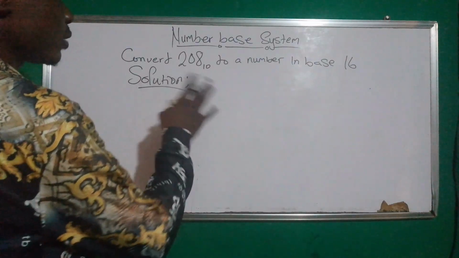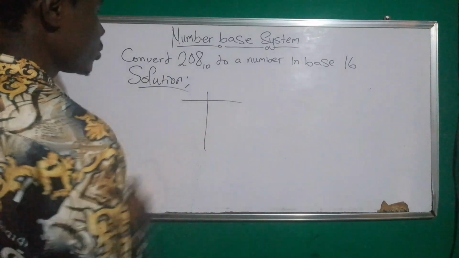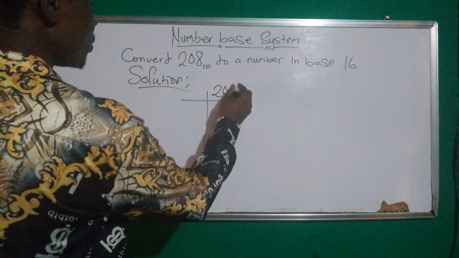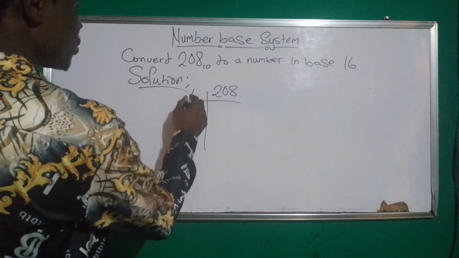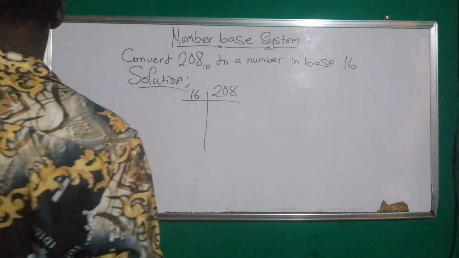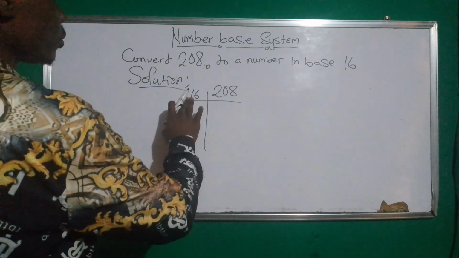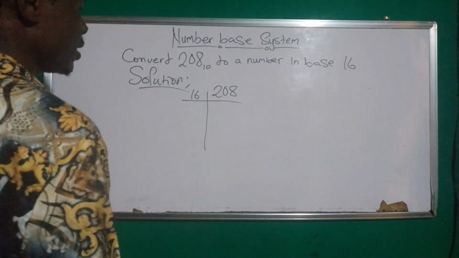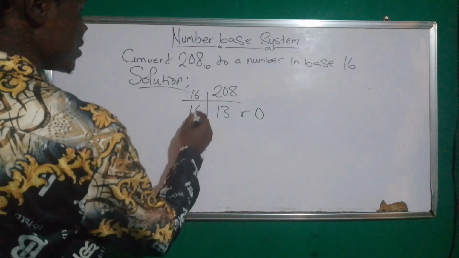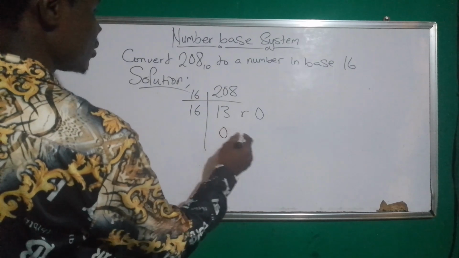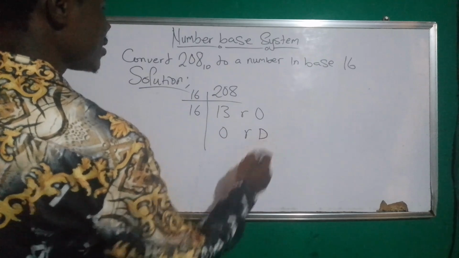Alright, so like we said earlier, to convert from base 10 to any other base, all we have to do is draw a table of 2 columns. Then put the number we are converting on the right hand side of the table, and put the base we are converting to on this other side. So we are converting to base 16, so base 16 will be on the left hand side of the table. Alright, so 16 divide 208 would give us 13 remainder 0. Alright, so 16 divide 13 will give us 0 remainder 13. Now we can't write 13, we would represent it with D.